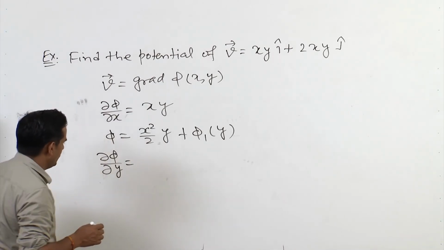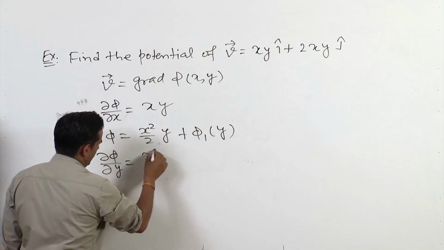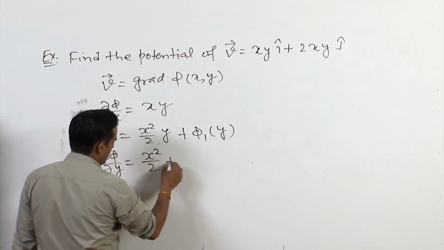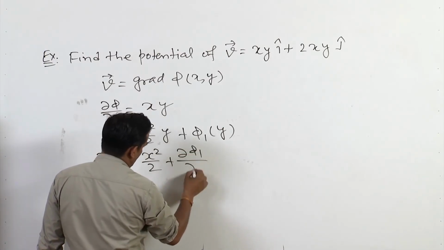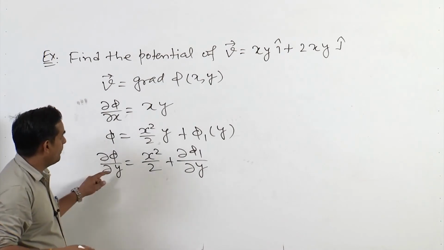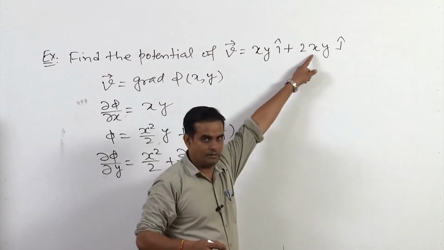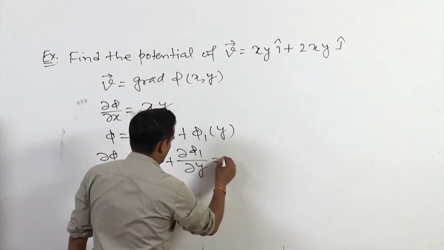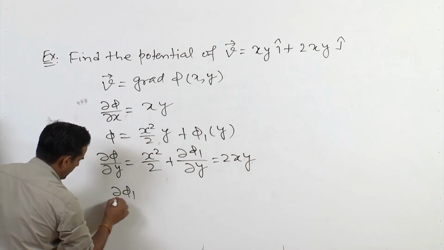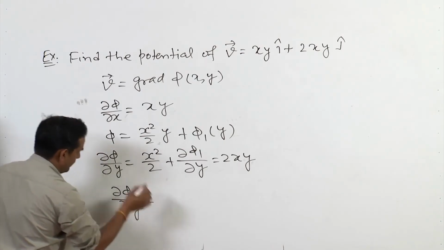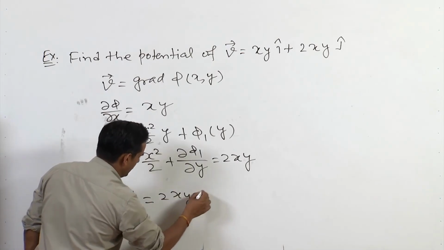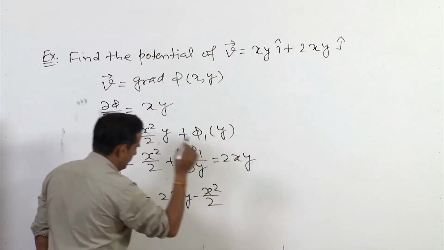then what will I get? x square by 2 from here plus del phi 1 over del y. Now compare this with this one. So this is equal to twice of x y. So from here del phi 1 over del y comes out to be twice of x y minus x square by 2.